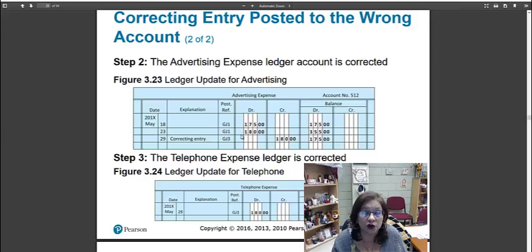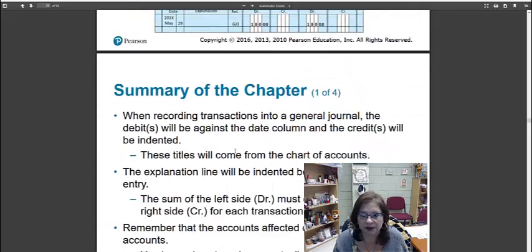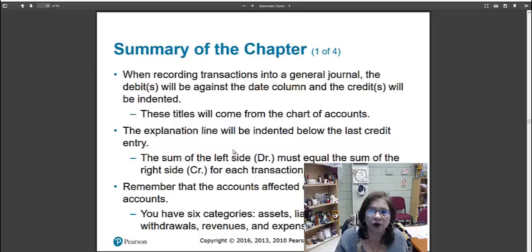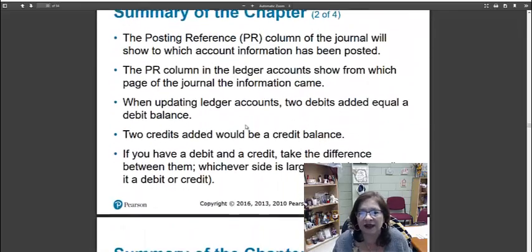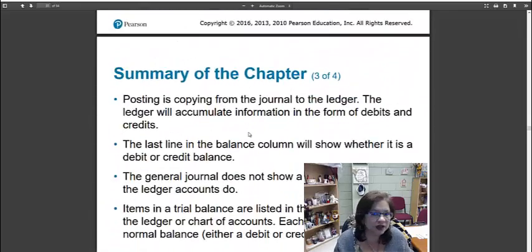If you need to correct something, again, you put in a correcting entry. Okay? This will be a little bit easier to understand when you refer back to it if you've actually done one. This is the chapter where we're going to record things to the general journal, debit or credit. It'll be against the column and the credits as far as what needs to get done. The explanation will be indented. You'll remember the accounts, you still have to do your analysis. And then, of course, you're posting. Okay? So this is the summary of the chapter.